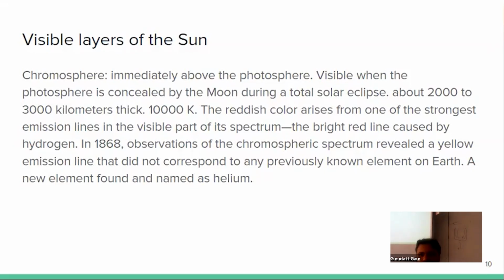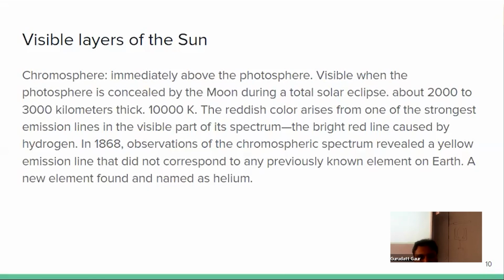The same as, if you go to a village, you can see lots of stars. But if you come to a city, because of city light, you will not see any star. Even now you don't see any star because the sun is shining so bright. The same thing happens here. But if you block the photosphere's light, then you should be able to see the chromosphere. And this is again 2,000 to 3,000 kilometers thick and 10,000 Kelvin. Its color is reddish, basically because of the hydrogen spectrum, the dominant line emitted by the hydrogen element, right?